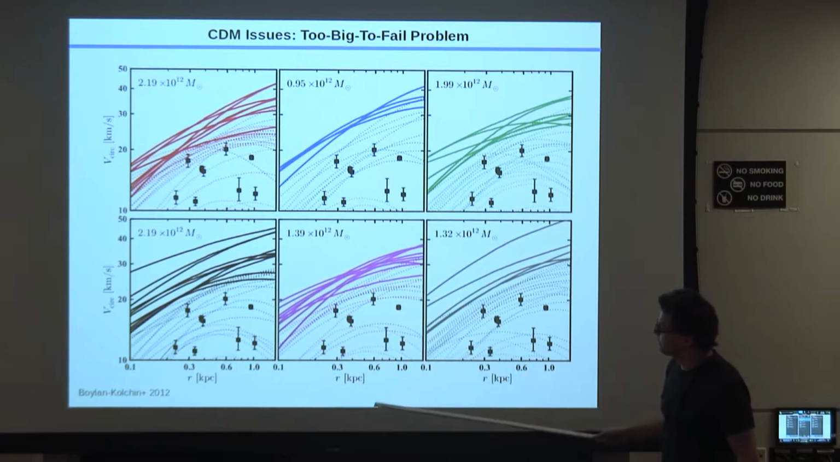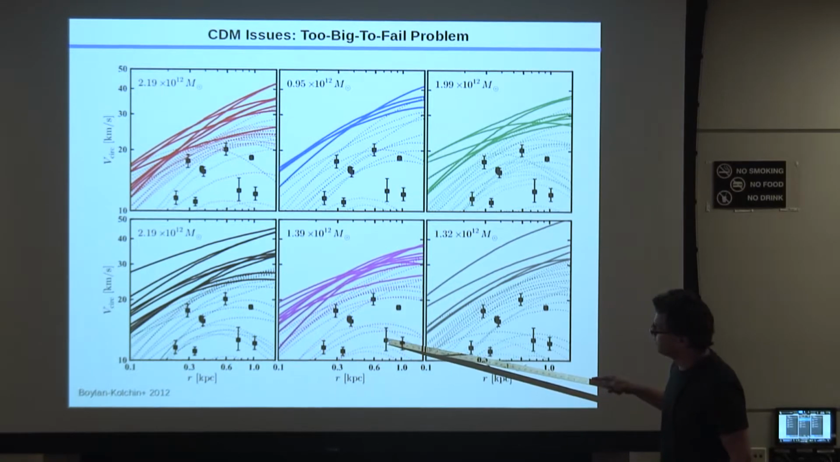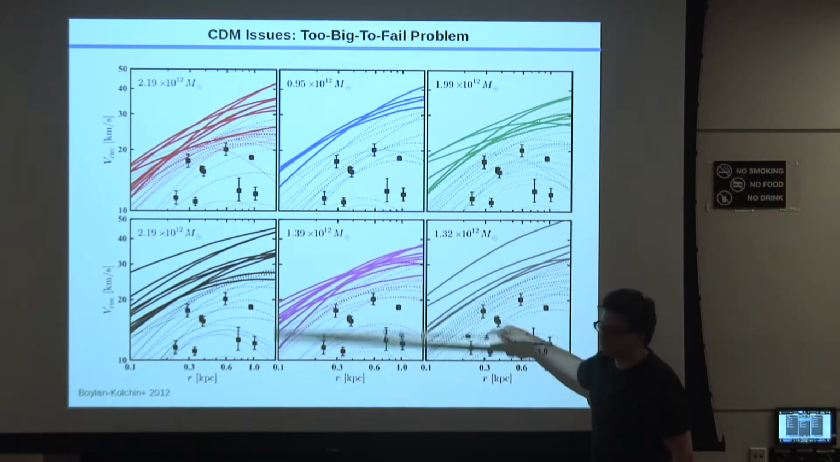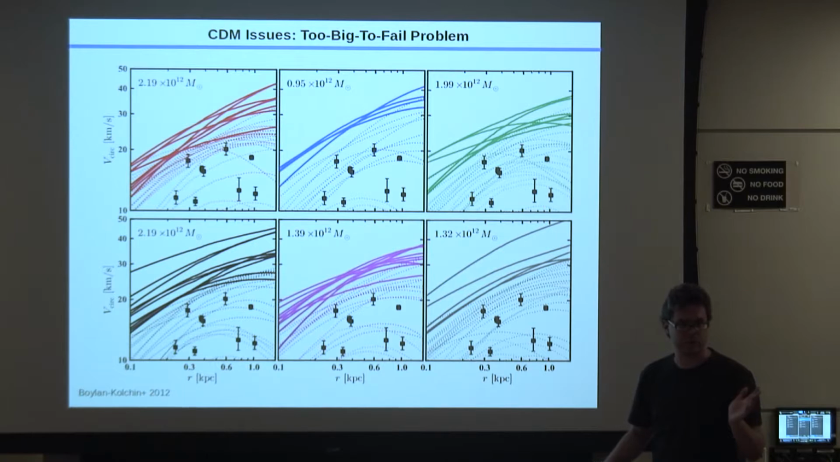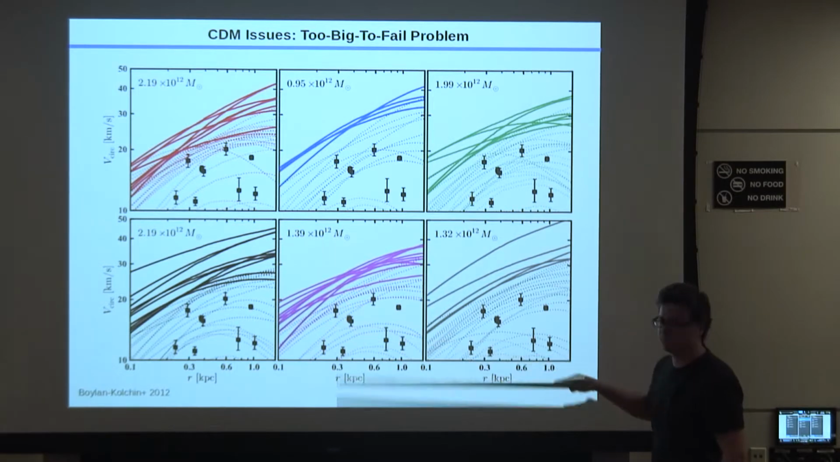These are measurements of the so-called circular velocity of actual satellite galaxies of the Milky Way within a given radius. So you have the radius here, and then you have the circular velocity, which is a measure of the enclosed mass. You can also translate this into enclosed mass, and you can put these data points based on observations.